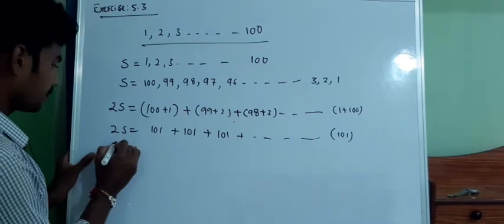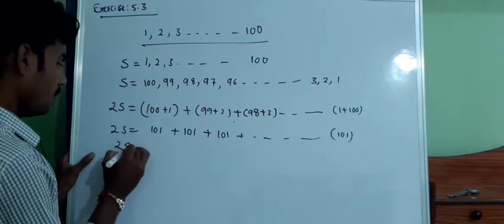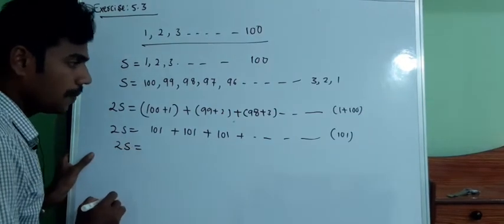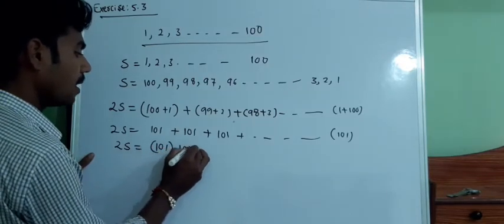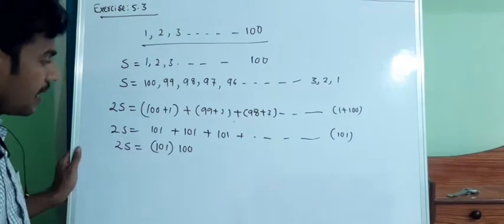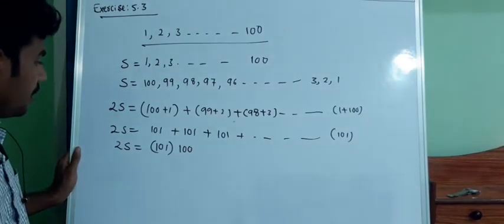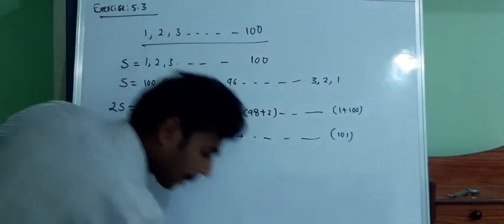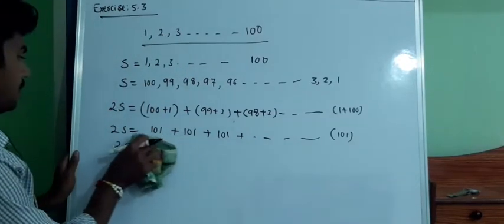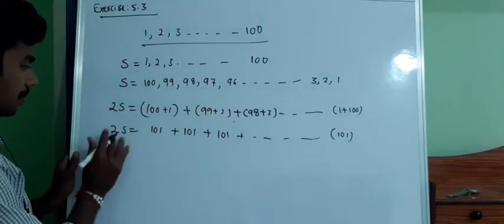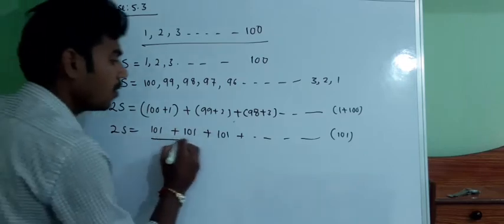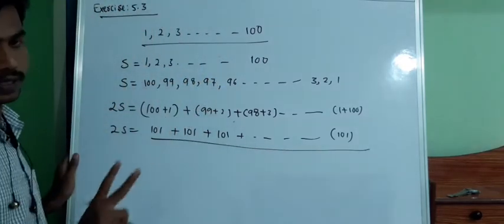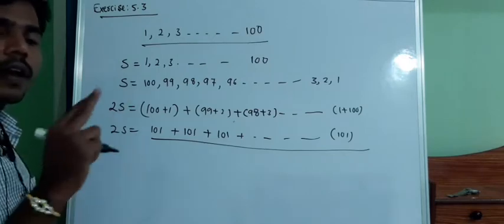So 2S is equal to 101 into, how many are there? 100 are there. Now what do we have? After adding, we got 101. How many such 101s are there? 100 101s are there. How will I add 100 101s?